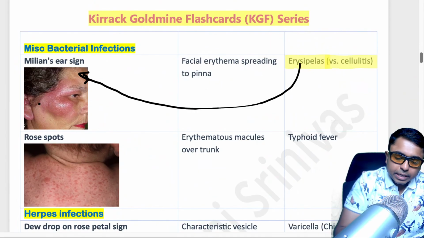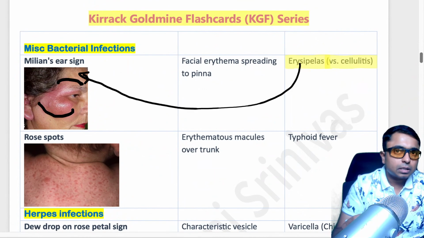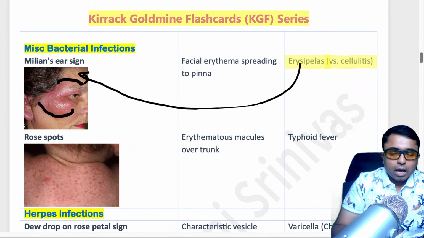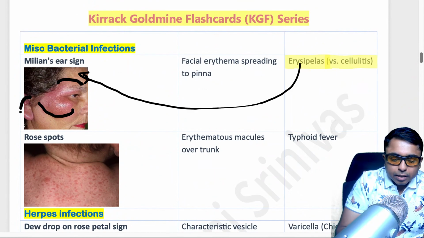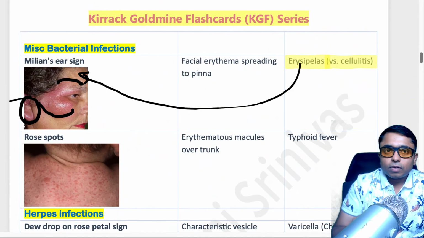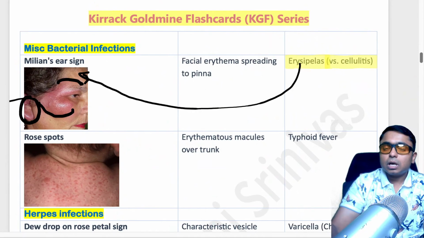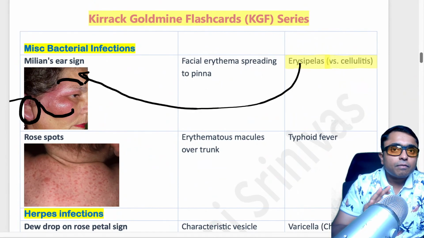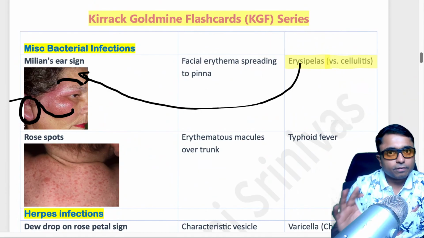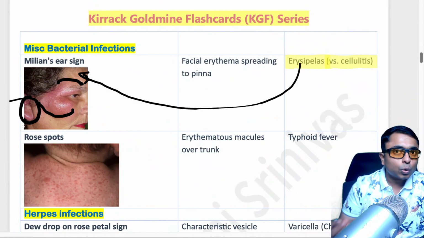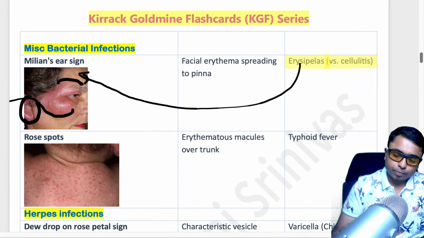As you are able to see here, this is a patient who is having this well defined erythematous, inflamed skin, and you are able to see that the pinna is also inflamed and infected. So this is going to tell us that it is an erysipelas infection rather than cellulitis. Why? Because in cellulitis, the pinna will not be involved or infected because there is no subcutaneous tissue.